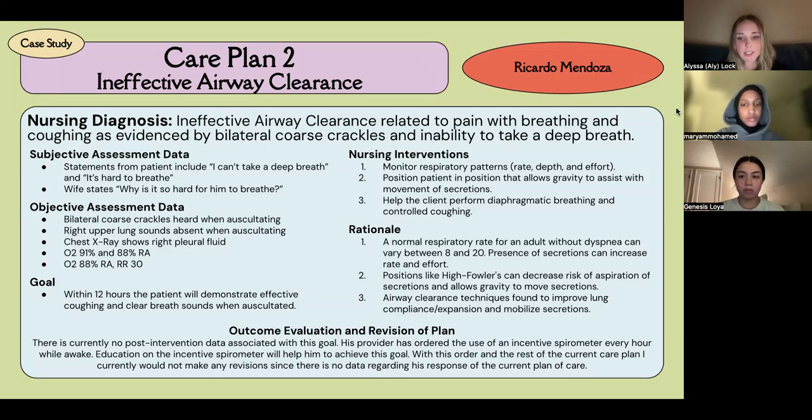With the order of the incentive spirometer and the rest of the current care plan we have for this, I would not make any revisions since there's no data regarding his response to the current plan of care. And as mentioned, the interventions and rationales would hopefully help with the airway clearance.